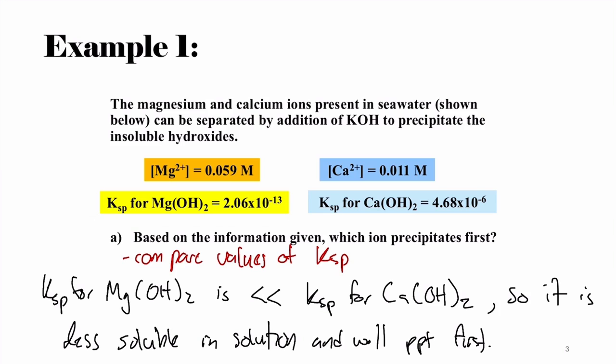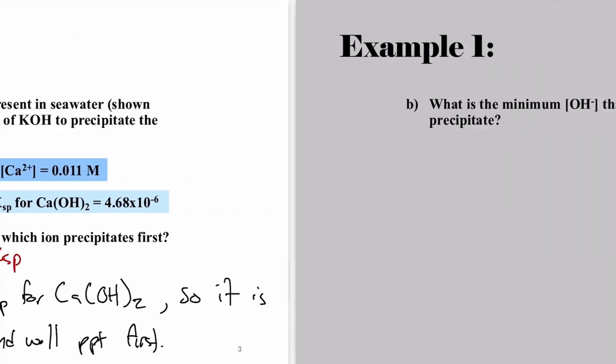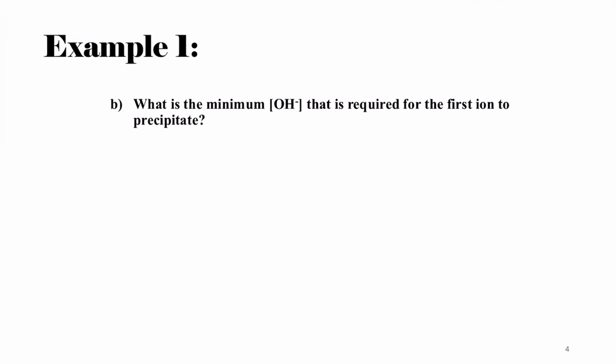Any questions on why the smaller KSP determines which one will precipitate first? All right, and so another way this will be phrased commonly is, what's the minimum amount of hydroxide that's required for the first ion to precipitate? Right, so there are some key words to focus on here. What's the minimum amount of OH concentration, hydroxide concentration, required for the first ion to precipitate?